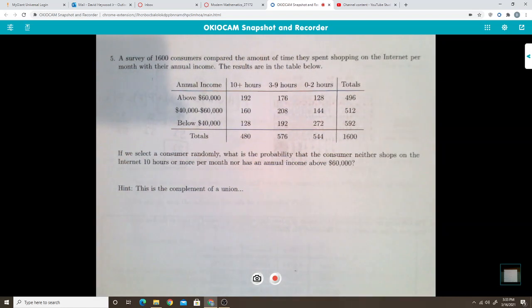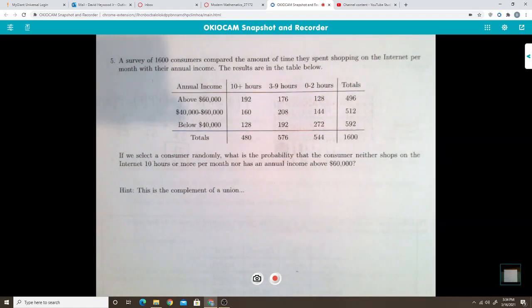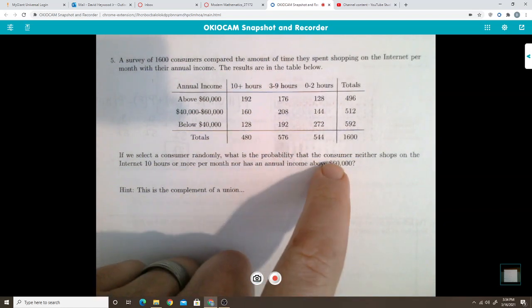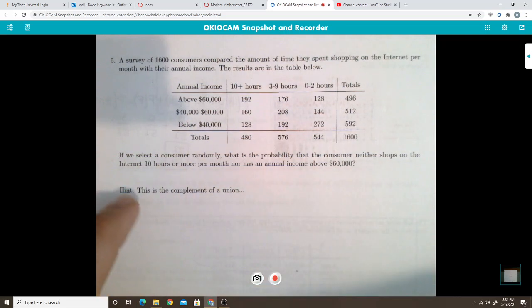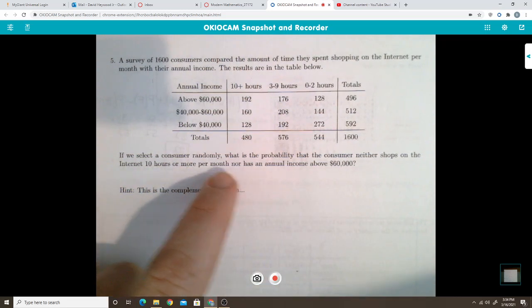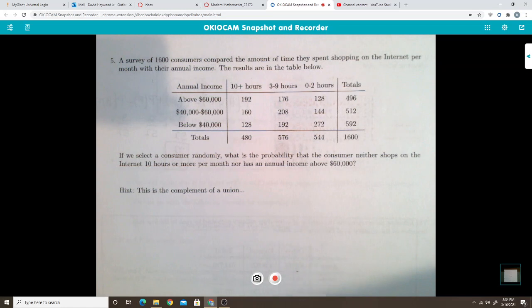So let's see. It says, if we select a consumer randomly, what is the probability that the consumer neither shops on the internet 10 hours or more per month, nor has an annual income above $60,000?